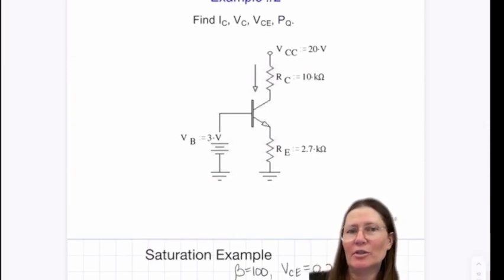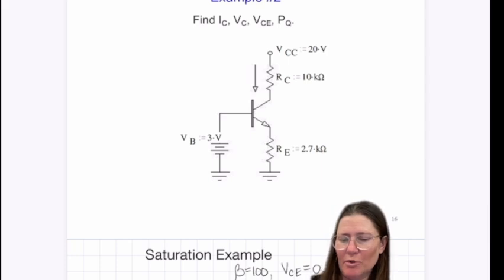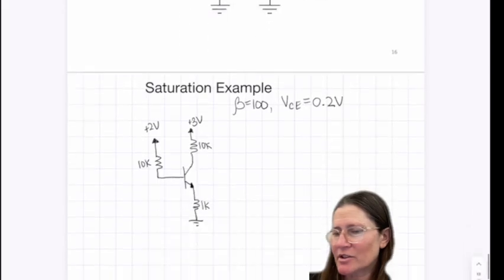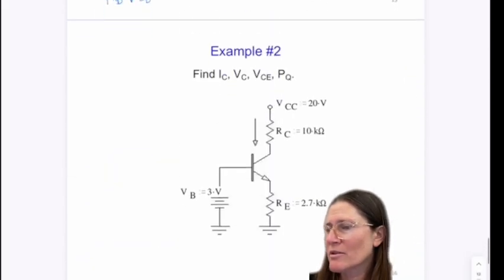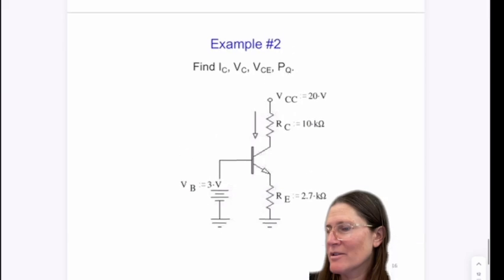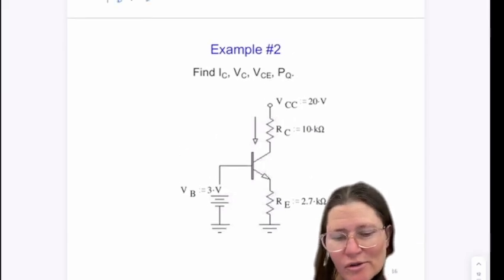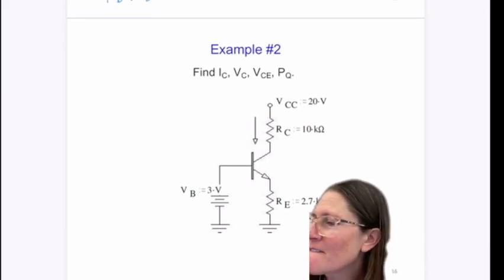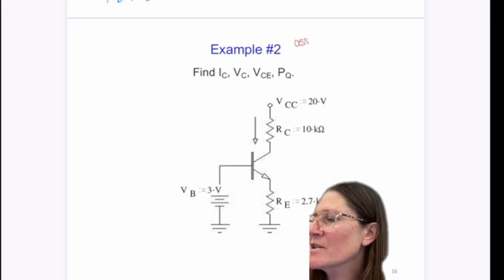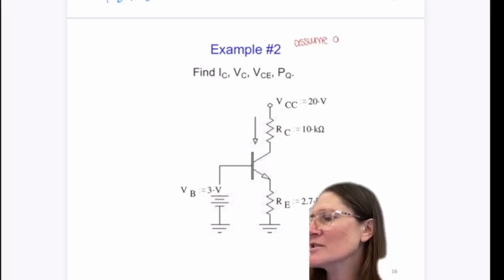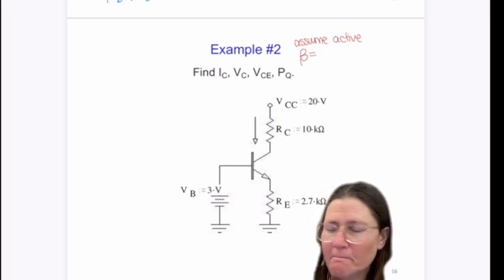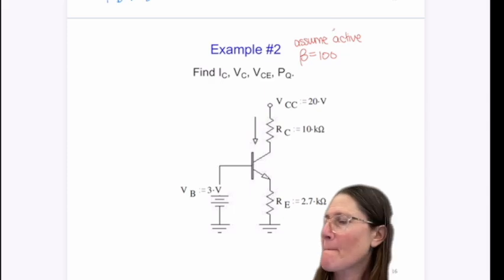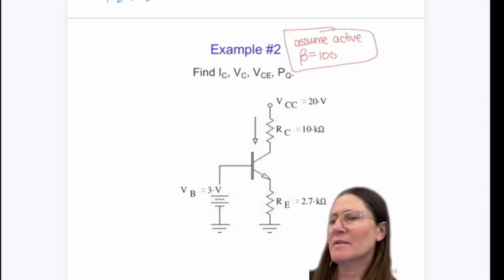All right, so here's another example. You guys take a second to work on it. So first assume it's active. So assume active state and use beta is 100.